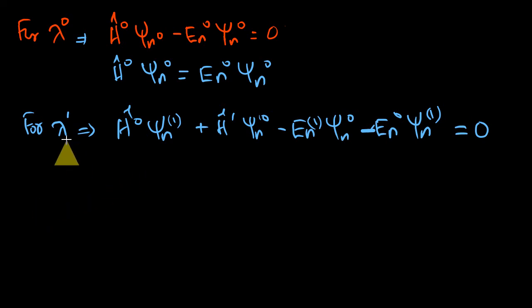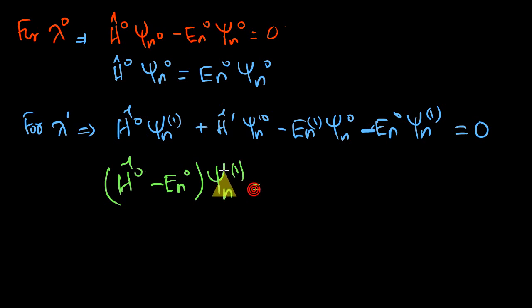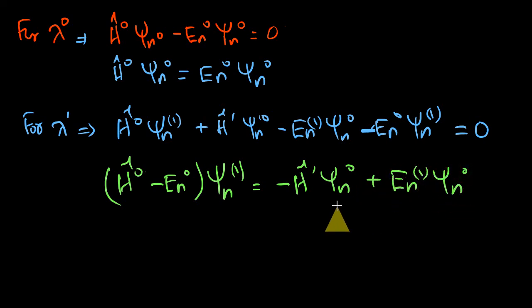We can rearrange this once again. We can put the psi n 1 terms together, like H cap 0 minus En 0, psi n 1 is equal to, this one will go to the other side, minus H cap dash psi n 0, then plus En 1 psi n 0. So this is a new equation.